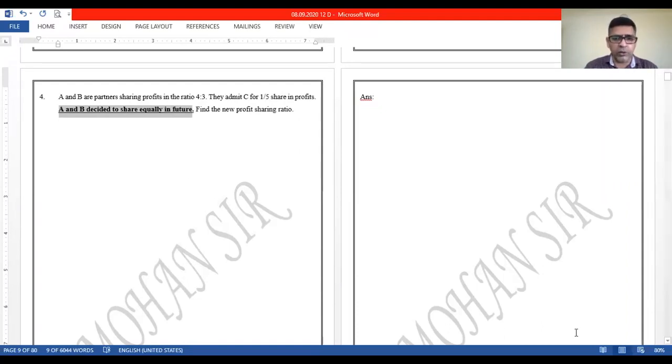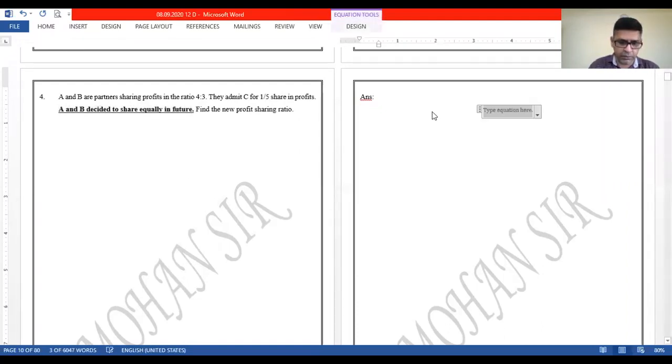Now, how to solve this? Let me write the details over here. The old ratio given to us is 4 ratio 3. C's share in profits is equal to 1 by 5. Out of the total profit, if I give away C's share of 1 by 5, let me write that also. Let the total profit of the firm be 1.